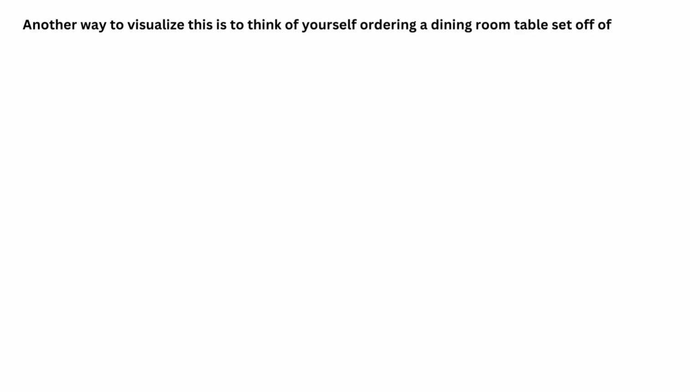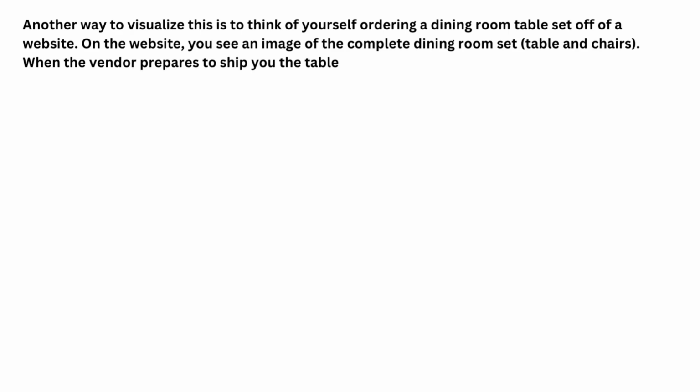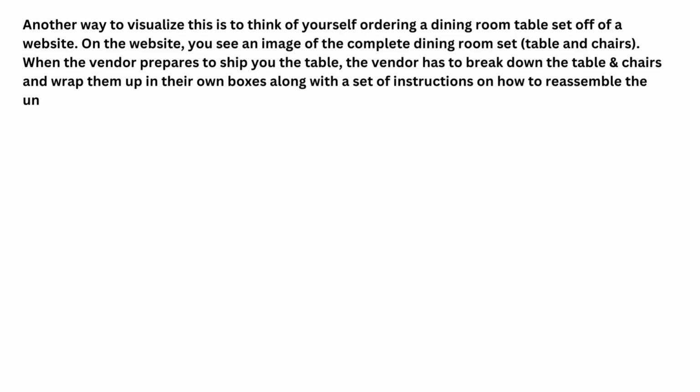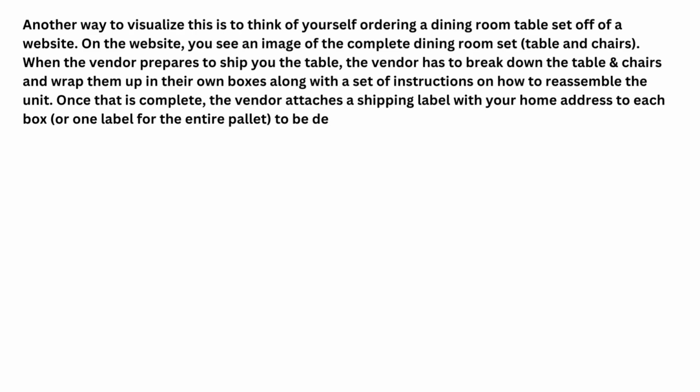Another way to visualize this is to think of yourself ordering a dining room table set off a website. On the website, you see an image of the complete dining room set, table and chairs. When the vendor prepares to ship you the table, the vendor has to break down the table and chairs and wrap them up in their own boxes along with a set of instructions on how to reassemble the unit. Once that is complete, the vendor attaches a shipping label with your home address to each box, or one label for the entire pallet, to be delivered to your home.